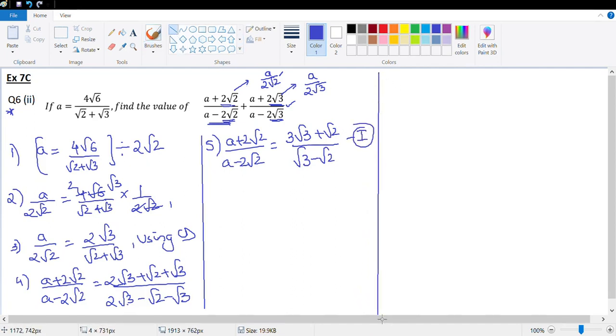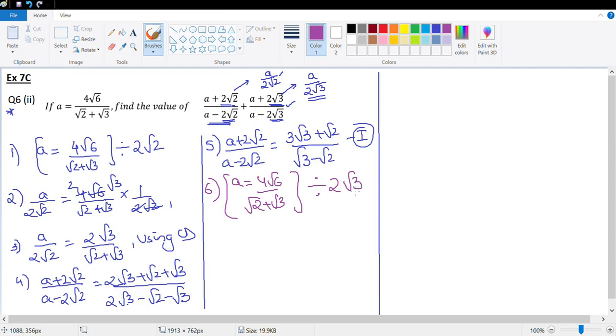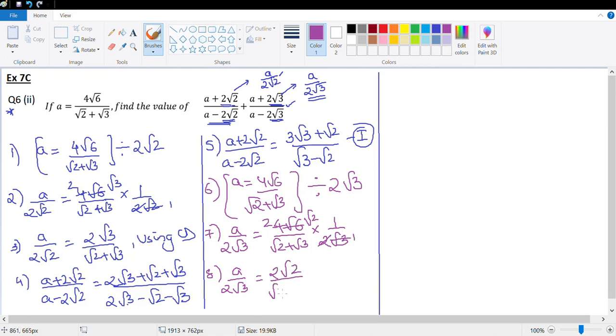Now let's try and bring the second term, which means to do this, we'll have to divide A by 2 root 3. So A is equal to 4 root 6 upon root 2 plus root 3. Let's divide both sides by 2 root 3. Yes, this will give us A upon 2 root 3 is equal to 4 root 6 upon root 2 plus root 3 divided by 2 root 3. 2 root 3 into 1, root 3 into 2. So we get A upon 2 root 3 is equal to 2 root 2 upon root 2 plus root 3.